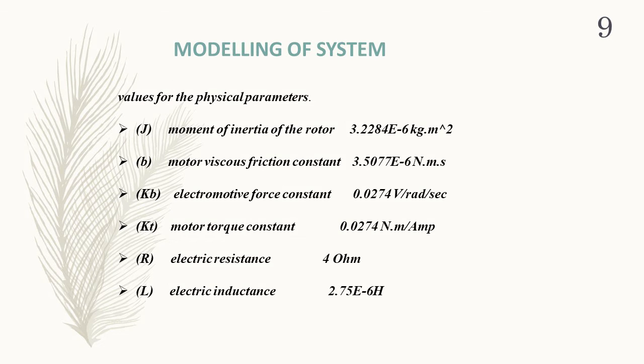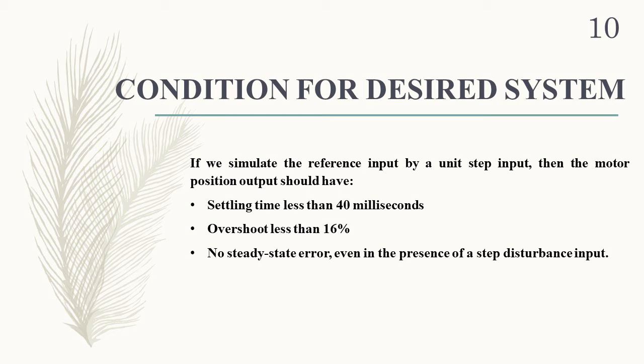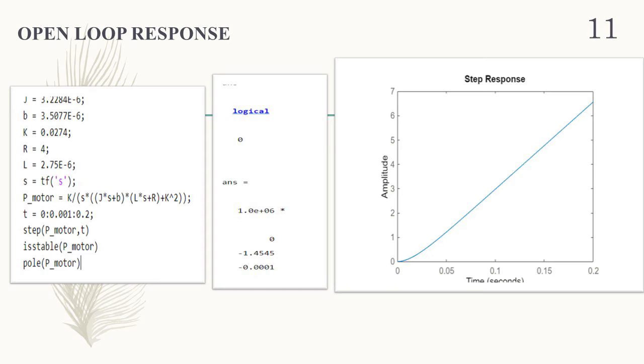So for the modeling purpose, these are the values used. These are the values of physical parameters. Conditions for the desired system to be modeled are: settling time should be less than 40 milliseconds, overshoot less than 16%, and there should be no steady state error. So this has to be taken into concern while we are modeling.